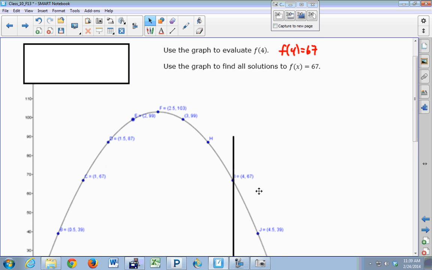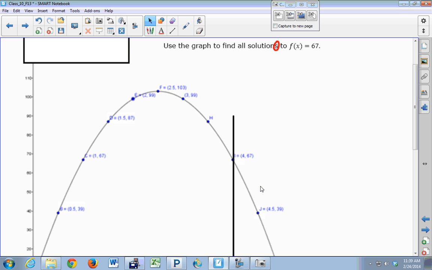Now what about this next one? Use the graph to find all solutions. That's interesting, it's plural. To f of x equals 67. How would I approach this one?